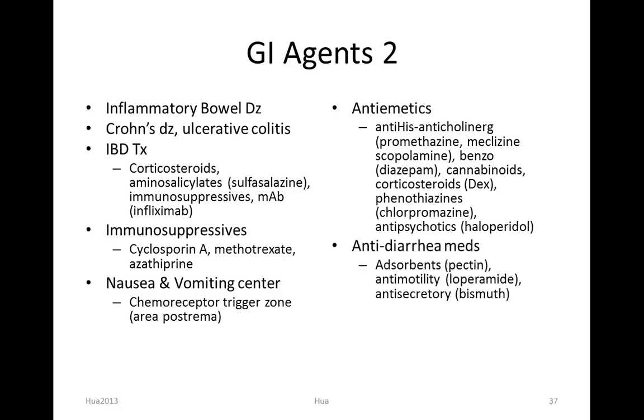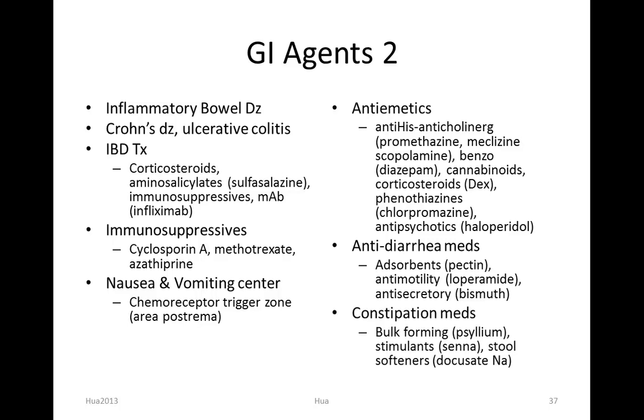Antidiarrheal medication, you have absorbent, like pectin. You have anti-motility, loperamide. In this case, it's an opioid derivative, but works outside of the CNS. Anti-secretory, you have bismuth subsalicylate, which is also known as Pepto-Bismol. So in that case, it can be used for anti-diarrhea. Constipation med, it's more of the laxative. You have bulk forming like psyllium, stimulant like senna, stool softener like docusate.